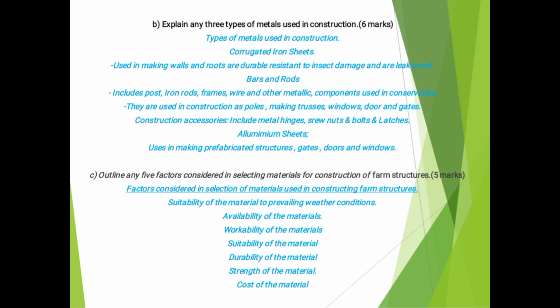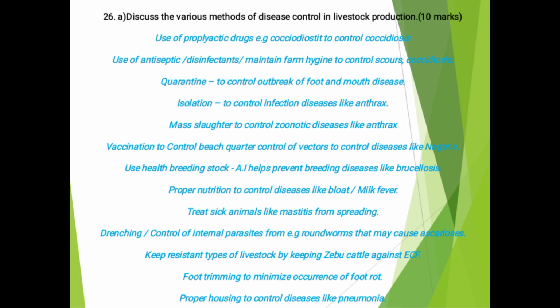Okay, next question. Discuss the various methods of disease control in livestock production. You can use prophylactic drugs, such as coccidiostats to control coccidiosis. Then use of antiseptics or disinfectants to maintain farm hygiene helps in controlling scours and also diseases like coccidiosis. You can practice quarantine so as to control outbreak of foot and mouth disease. Practice also isolation to control infectious disease like anthrax.